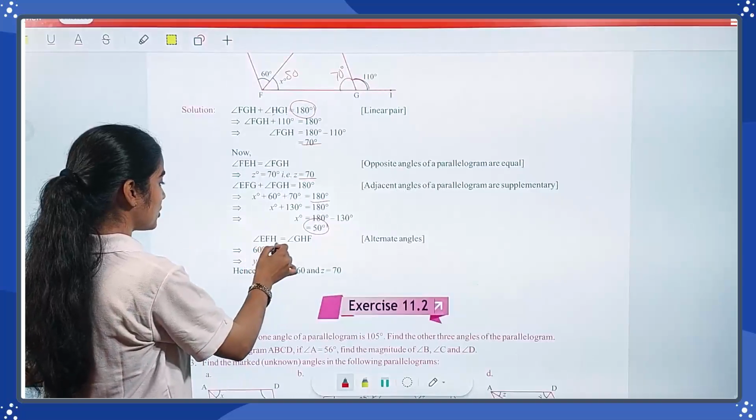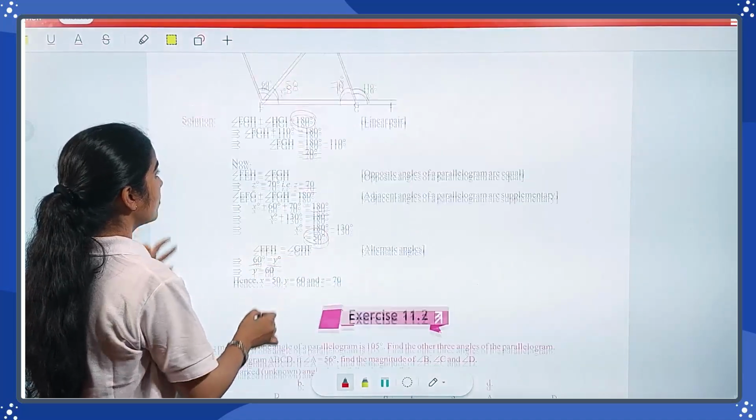Now angle EFG and angle GSF, 60, is equal to y.